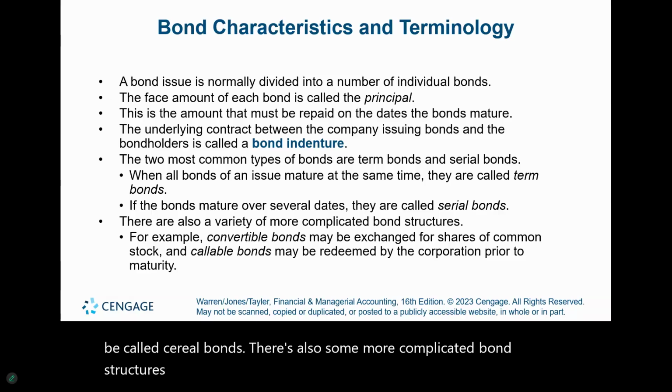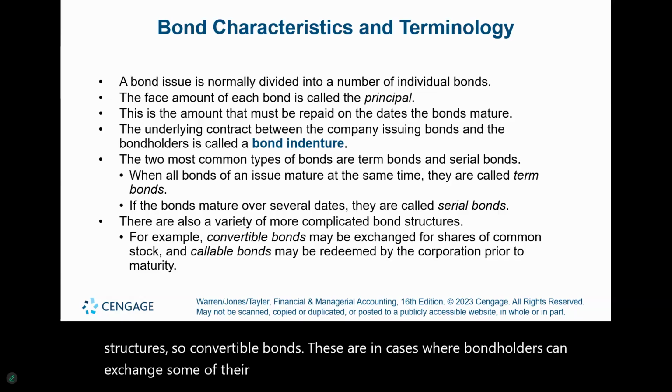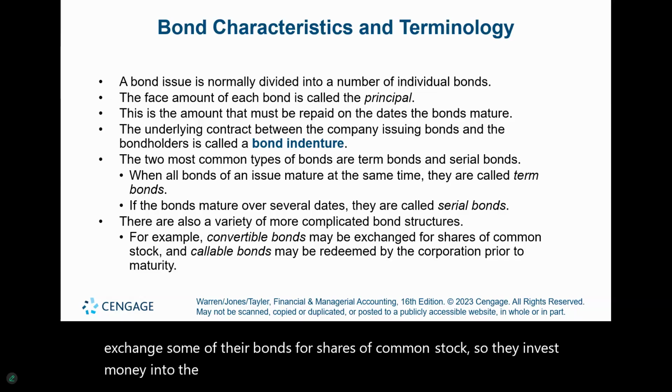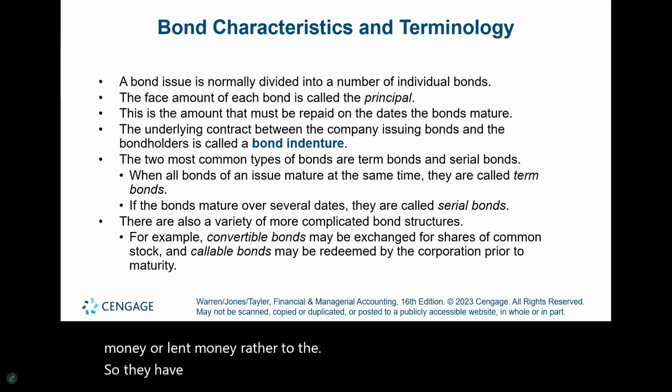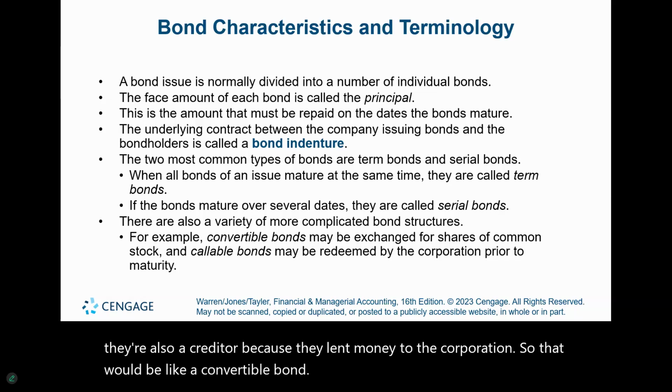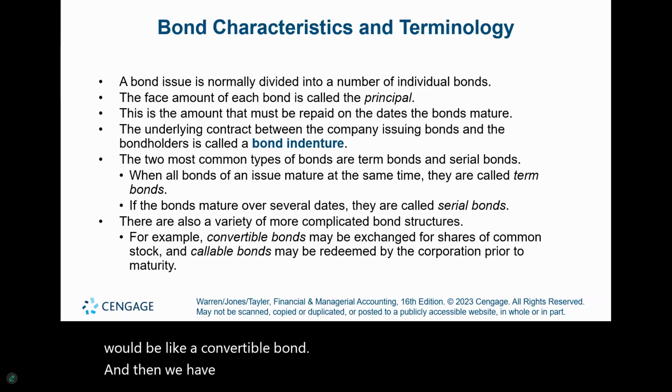So convertible bonds, these are in cases where bondholders can exchange some of their bonds for shares of common stock. So they invest money into the corporation, and then they would also have lent money to the corporation. So they have a bit of both. They have ownership in the corporation, and they're also a creditor because they lent money to the corporation. So that would be like a convertible bond. And then we have callable bonds. These can be redeemed by the corporation prior to maturity.